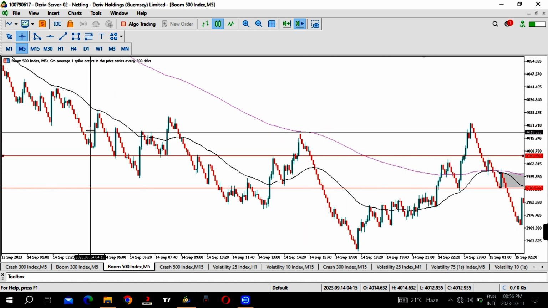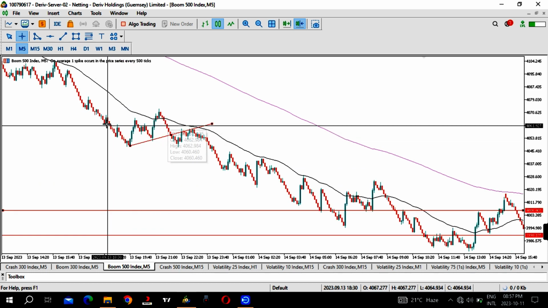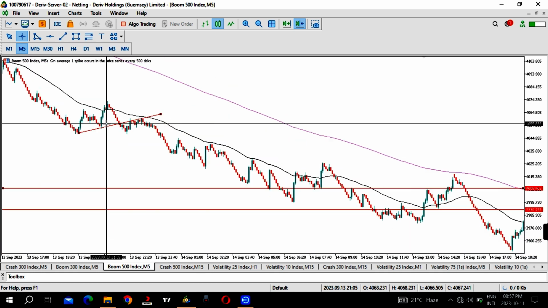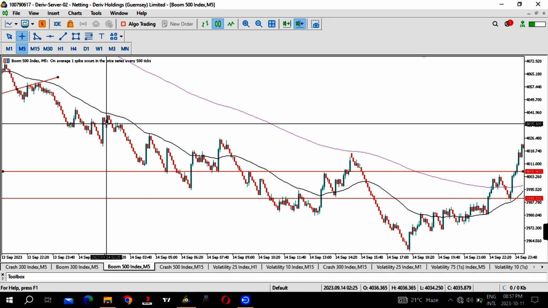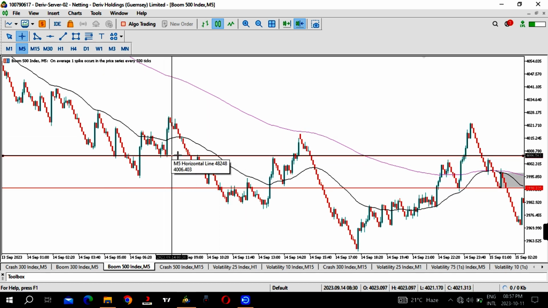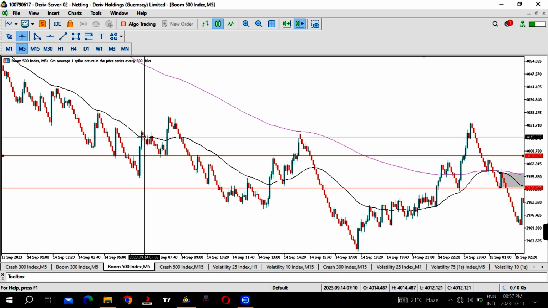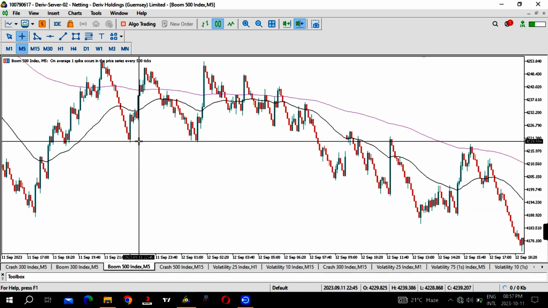You can use the 50 moving average for your entries again, and it actually works wonders. Most of the time it actually works wonders. So right over here, this pullback, I didn't test the 50 moving average, but this one had, but it's not that important.